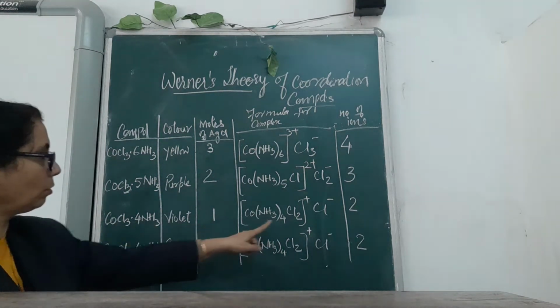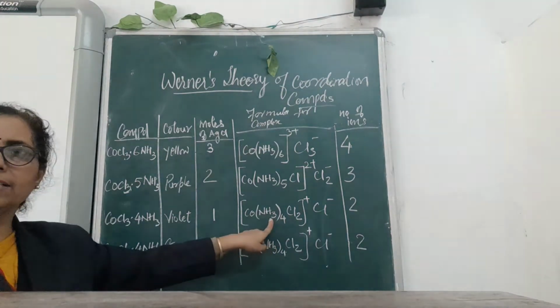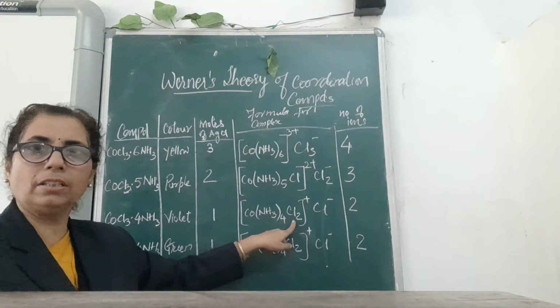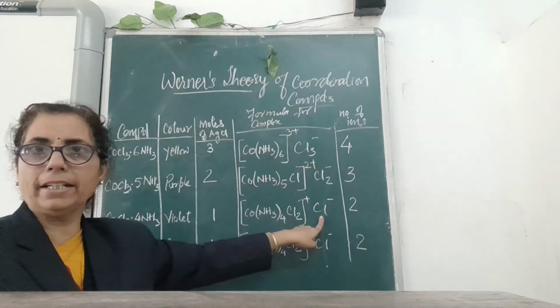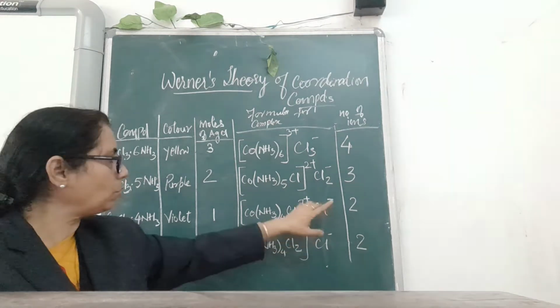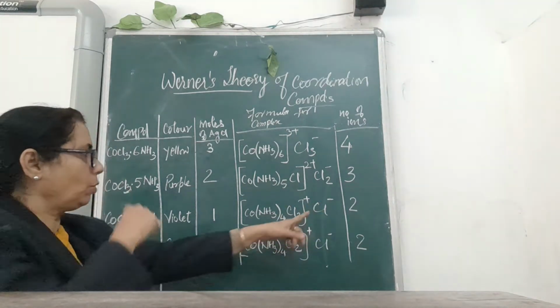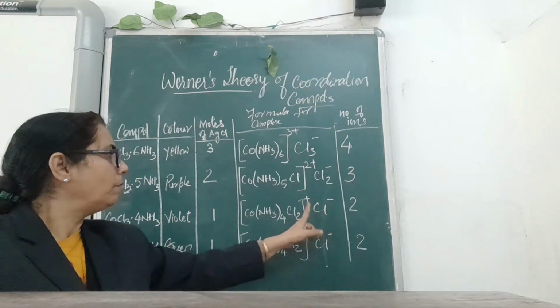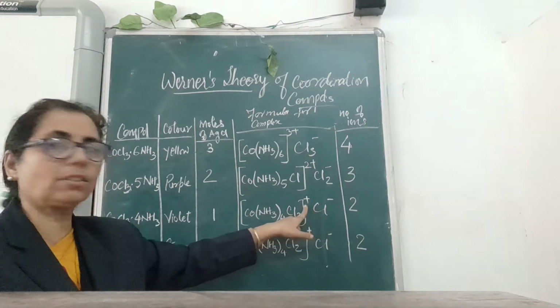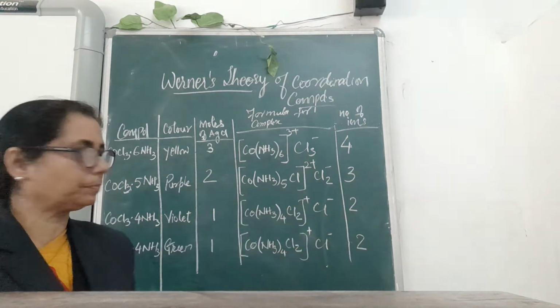So you can see the 2 chloride ions here. The 4 ammonia is acting as a ligand and 2 chlorine came inside, and only 1 chloride ion was left behind. So now the total number of ions present here will be 1 with this chloride ion and 1 with this complex ion. So the total will be 2.